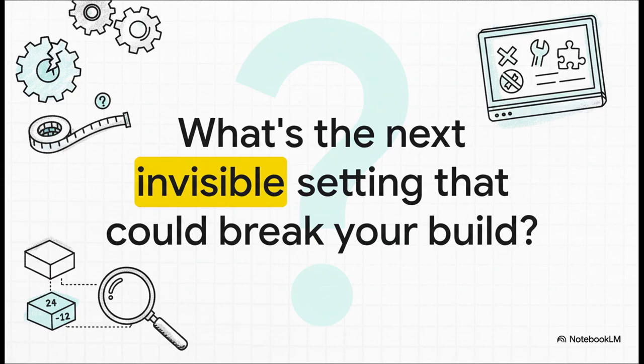And that kind of leaves us with one last question, doesn't it? We just found one of these invisible dependencies, the package manager version itself. It really makes you wonder, what other assumptions are we making about our environments? What's the next hidden setting, just lurking there, waiting to become the cause of your next broken build?